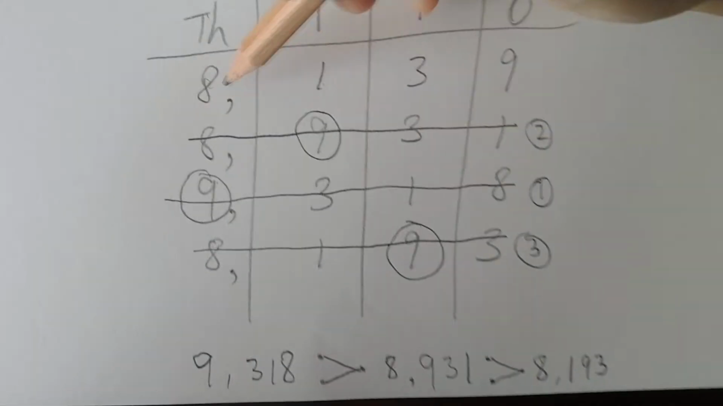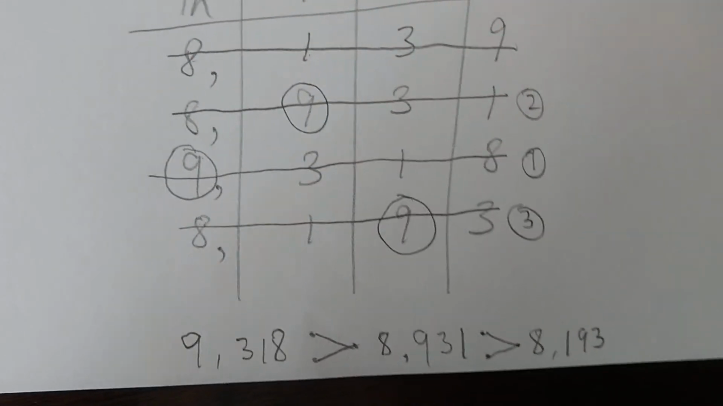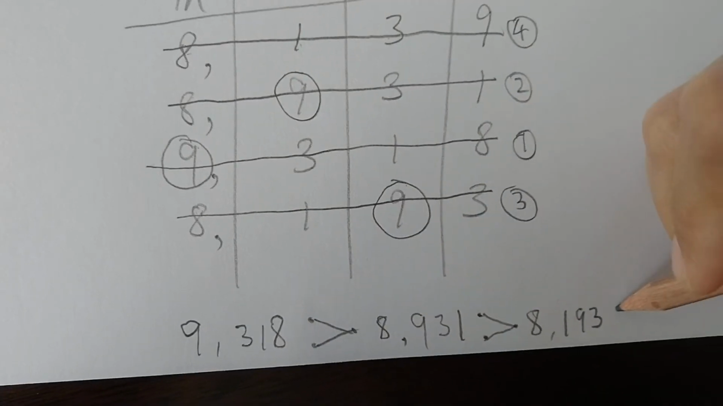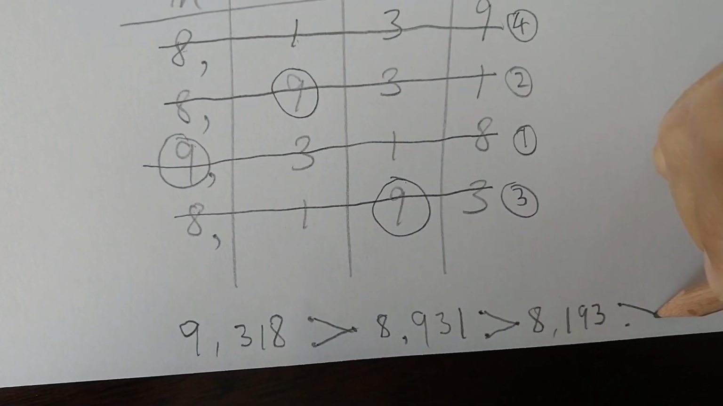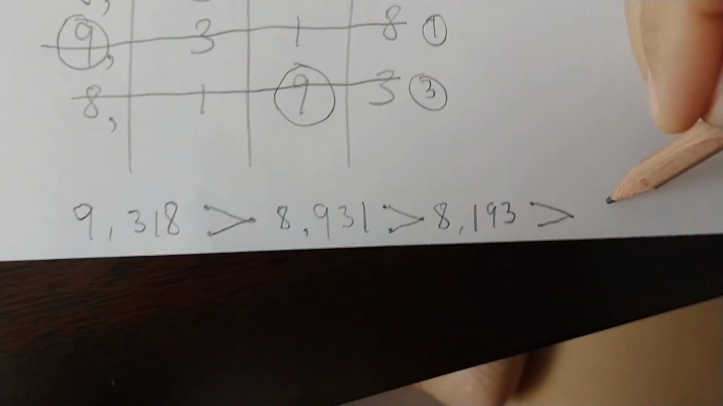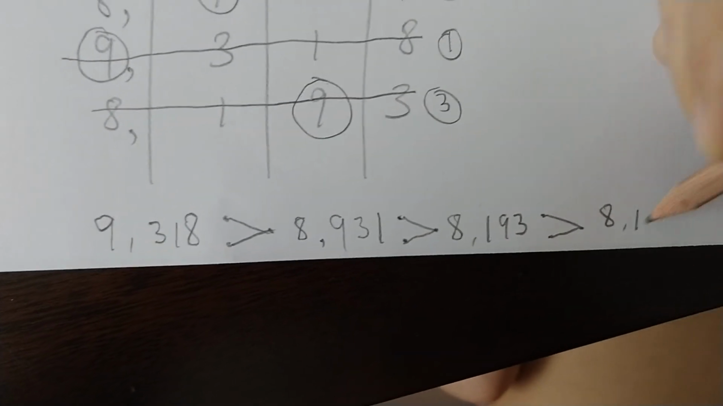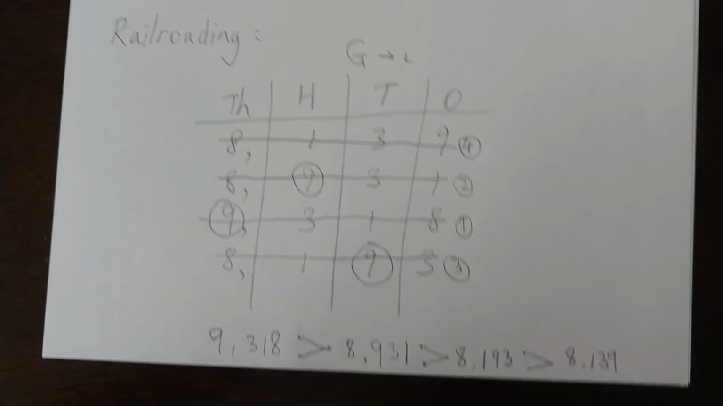The last number would be this one, the fourth one. Let's finish it up by writing it at the bottom. 8,139. So this is the answer for this particular problem using railroading.